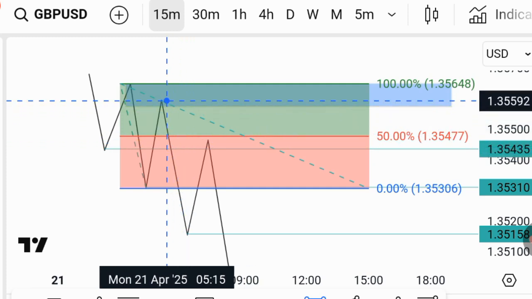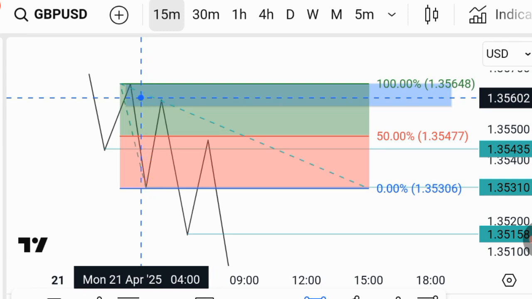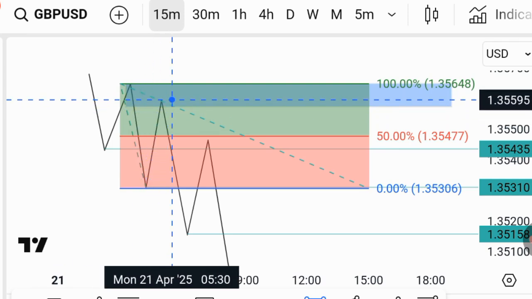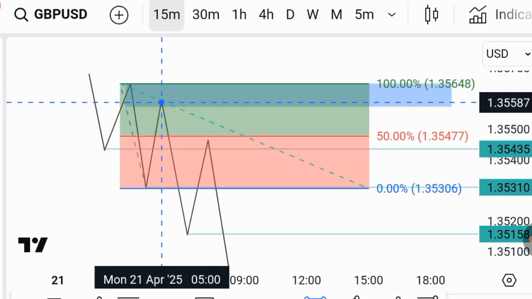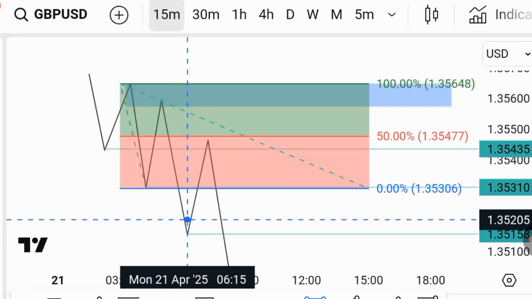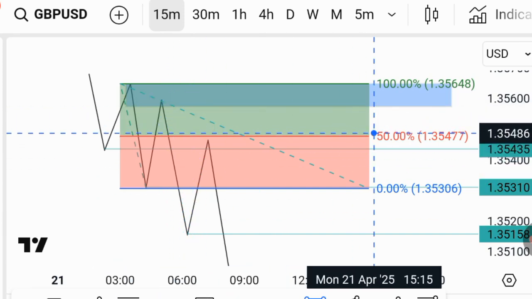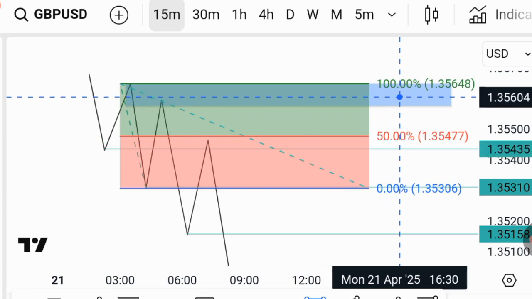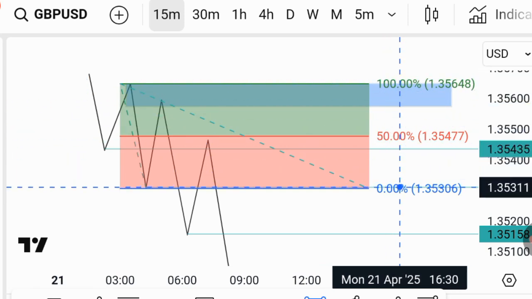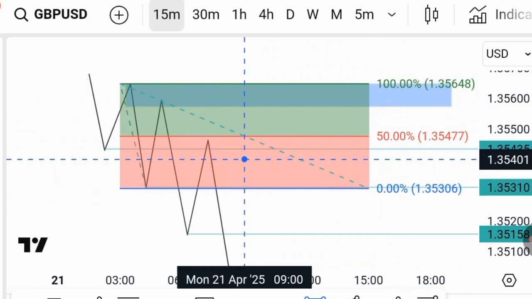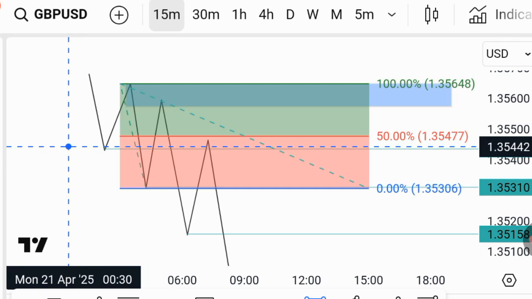Okay, so price has tapped into our either fair value gap or order block structure, and then what we should be expecting next is to sell the market, right? And in most cases, now you notice that we have 50% right here, we have 100% right here, we have 0% right here.